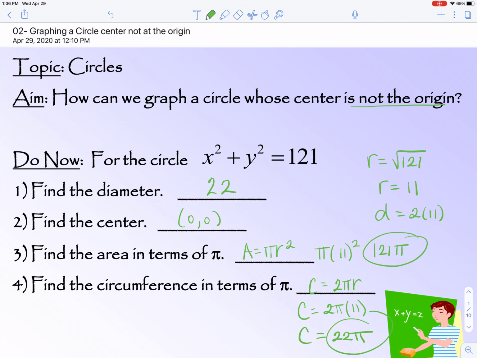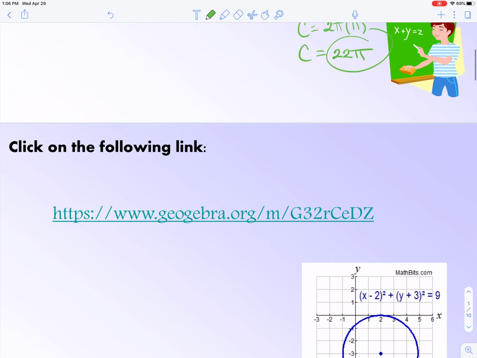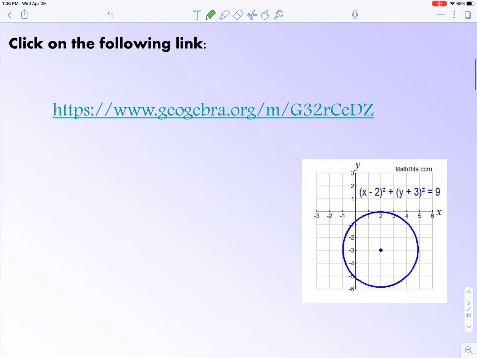Okay, so now we're going to be moving away from the center being at the origin. And if you look at this link, it's really great.